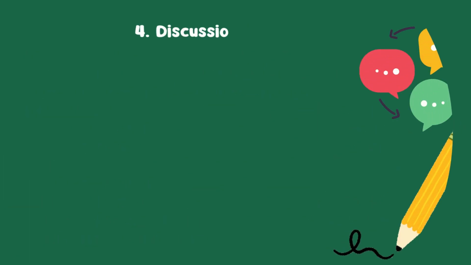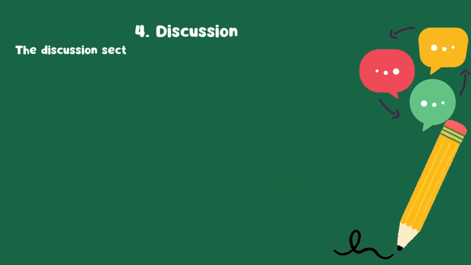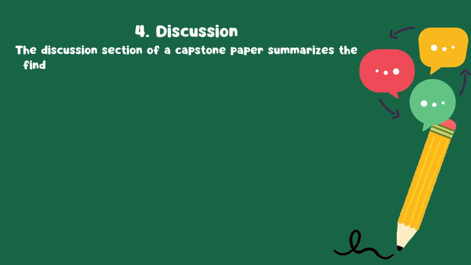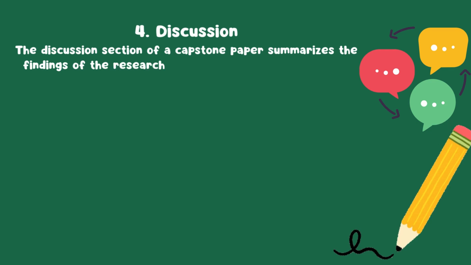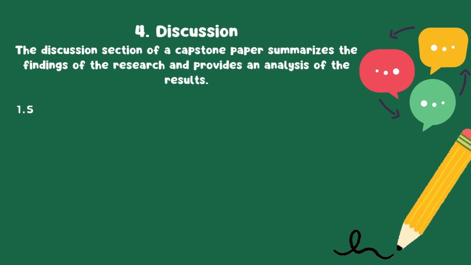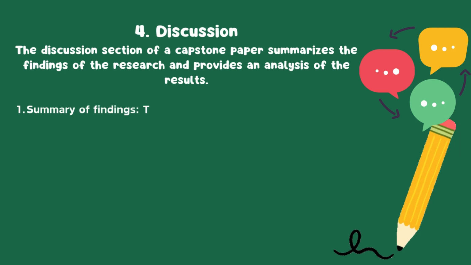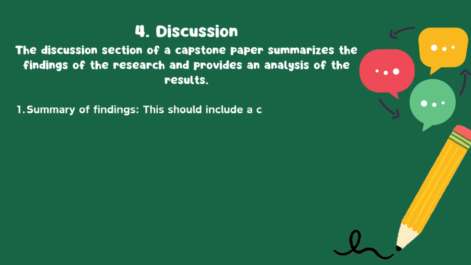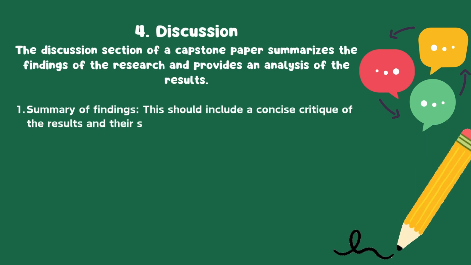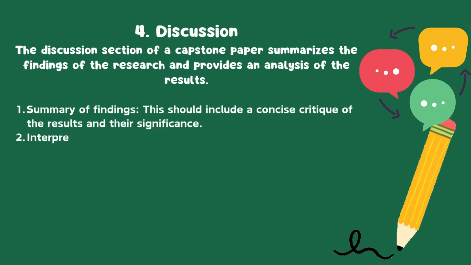4. Discussion. The discussion section of a capstone paper summarizes the findings of the research and provides an analysis of the results. Key points include: summary of findings. The discussion section should begin with a brief summary of the main findings of the research. This should include a concise critique of the results and their significance.